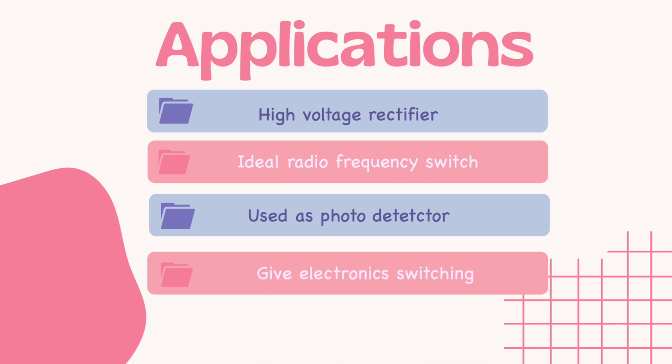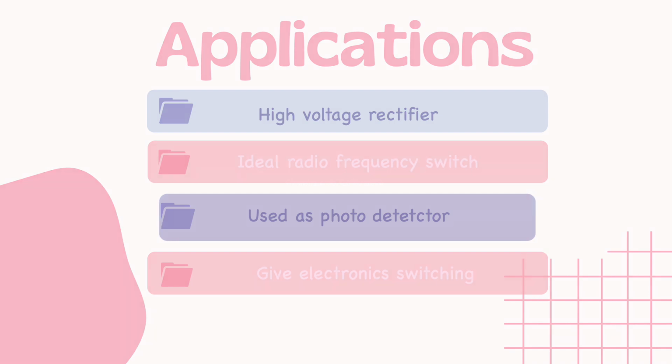Lastly, it gives electronic switching. This diode is ideal in electronic switching applications for electronics. It is mainly useful for RF design applications and also for providing the switching or attenuating element in the RF.